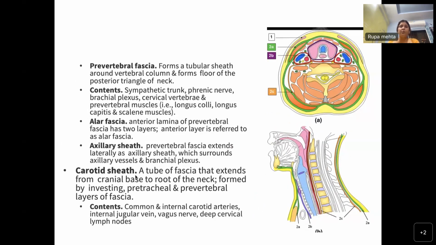Then the prevertebral fascia forms a tubular sheath around the vertebral column and forms the floor of the posterior triangle of the neck. It is also the posterior limit of neck dissection. It contains the sympathetic trunk, phrenic nerve, brachial plexus, cervical vertebrae, and paravertebral muscles. The anterior lamina of the prevertebral fascia has two layers, and the anterior layer is referred to as the alar fascia. Now, the axillary sheath: the prevertebral fascia extends laterally as the axillary sheath, which surrounds the axillary vessels and brachial plexus. Now, the carotid sheath, which contains the common and internal and external carotids, internal jugular vein, and vagus nerve, derives its components from all three layers of deep cervical fascia.